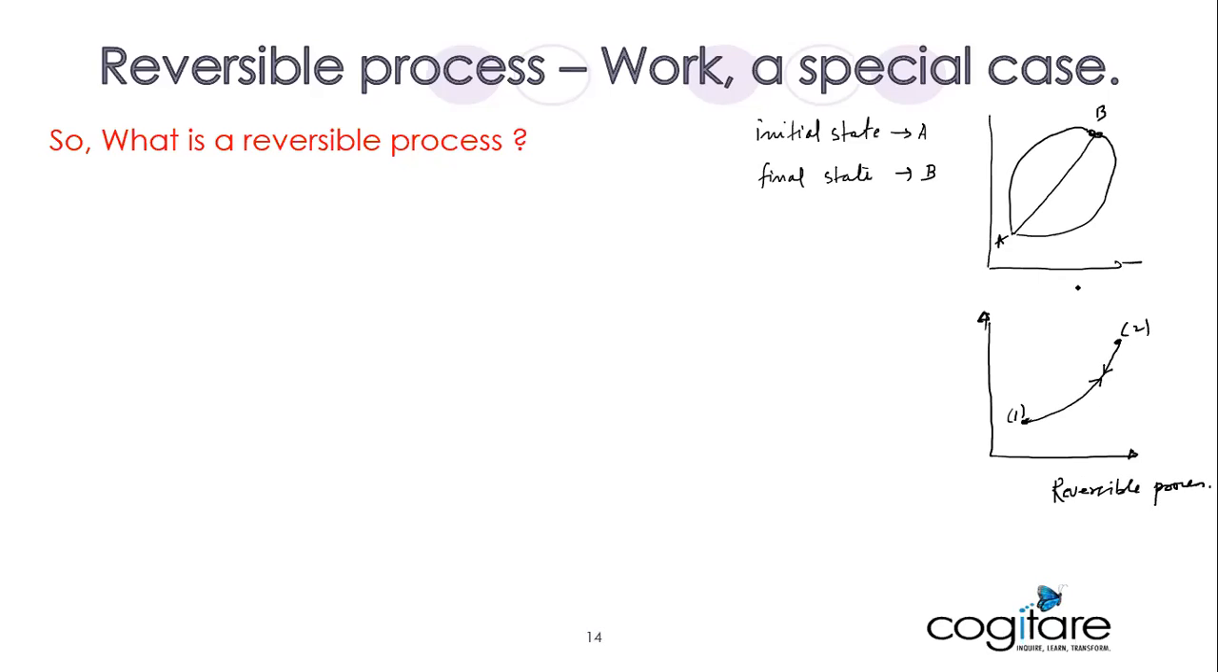If this does not happen, if I am going from A to B this way, but when I have to get it back, I cannot get it back however much I try in this way, and I can only get it back in this way or I can get it in this way, this process is called an irreversible process. Are you able to follow this, guys?